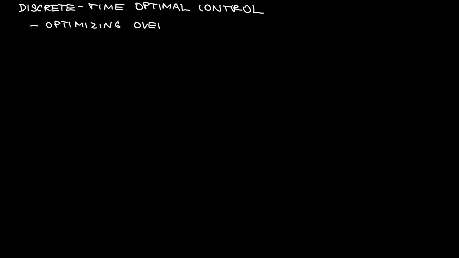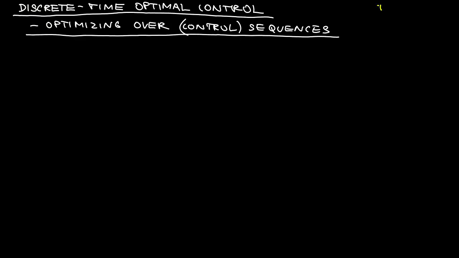Hi, in this video we are going to show how we can formulate the optimal control design problem for discrete time systems as an optimization over sequences, over control sequences. Let me remind you that this video is given within a course on optimal and robust control given at Czech Technical University in Prague.